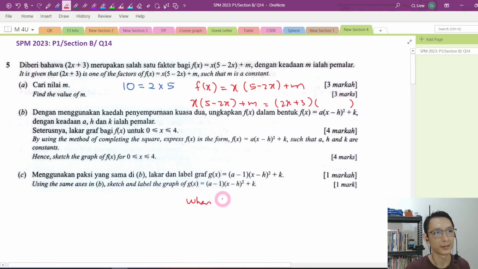When this step, actually you don't have to show, I just want you to understand. That's why I show you the clearer way to get the idea.